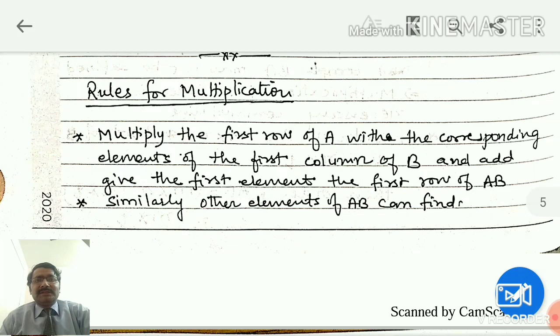Rule for multiplication: multiply the first row of A with the corresponding elements of the first column of B and give the first element of the first row of AB. Similarly, other elements of AB we can find.